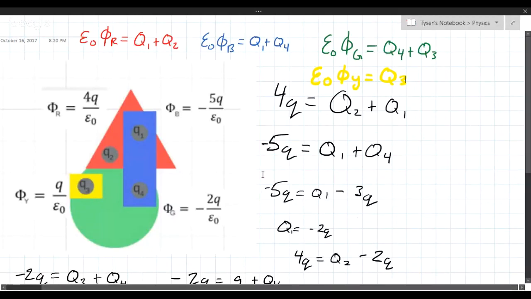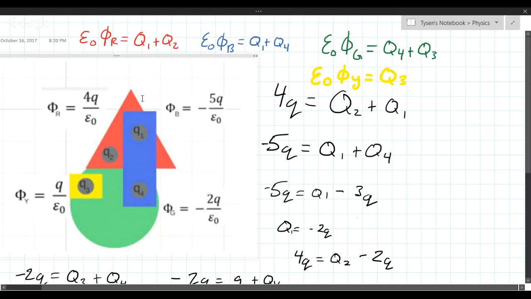We will be presenting question 5 in week 6 homework. So here we have these 4 Gaussian shapes that are experiencing a flux throughout the enclosed area. And then we're given the flux that they're experiencing. So for example, the red shape is experiencing a flux of 4Q over E naught, and so on with the other shapes. And we're asked to find out what each of the charges are.